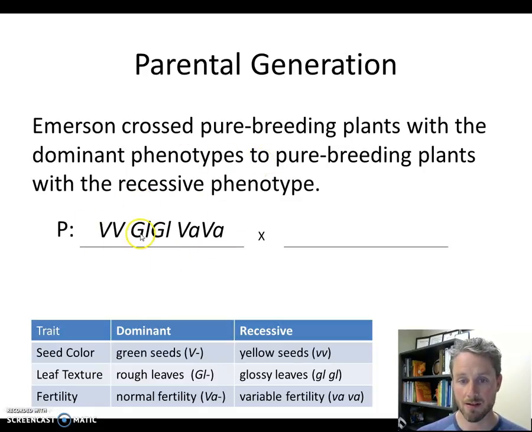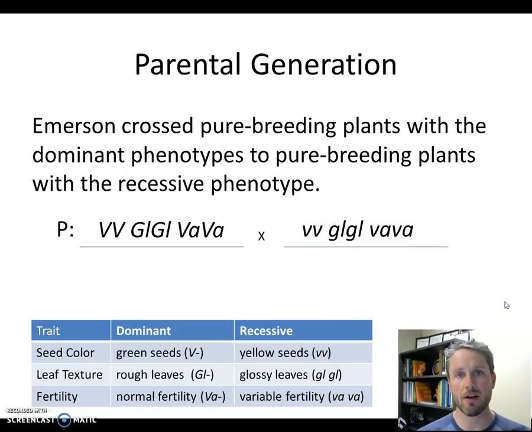And we make a cross of this plant to another plant that is pure breeding for the recessive phenotype. So again, this one's going to be homozygous for all the traits, and this time it's the recessive traits. So we know the genotype of the other parent is this. Okay. So we've figured out what's going on with the P generation in this example we're thinking about.